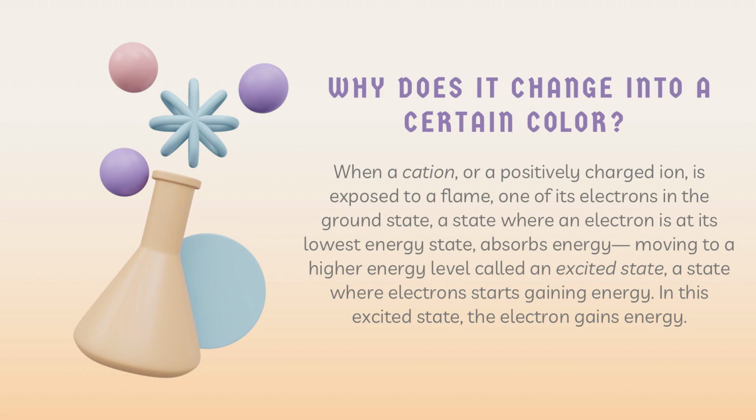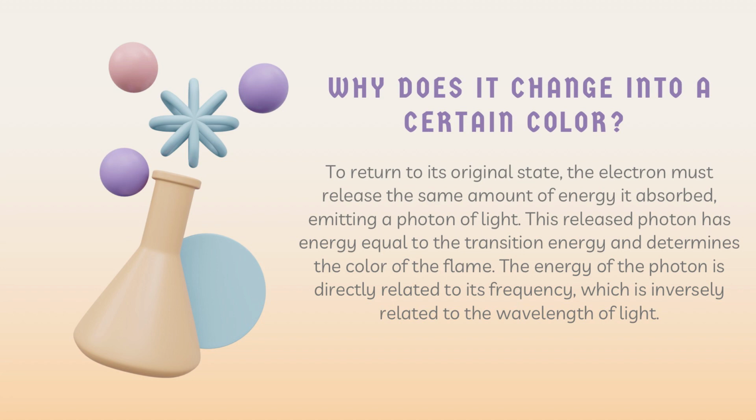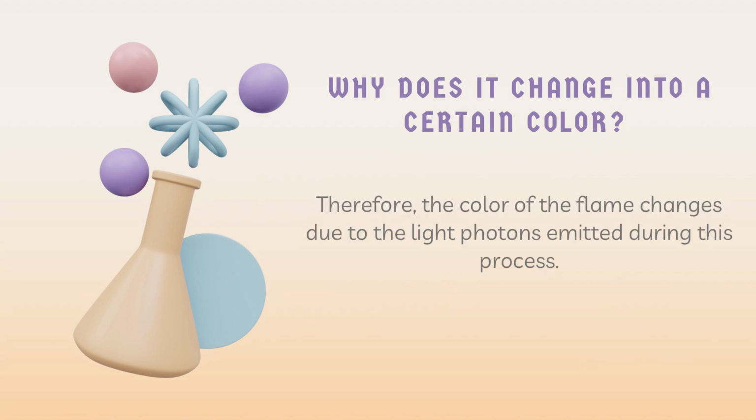In this excited state, the electron gains energy. To return to its original state, the electron must release the same amount of energy it absorbed, emitting a photon of light. This released photon has energy equal to the transition energy and determines the color of the flame. The energy of the photon is directly related to its frequency, which is inversely related to the wavelength of light. Therefore, the color of the flame changes due to the light photons emitted during this process.